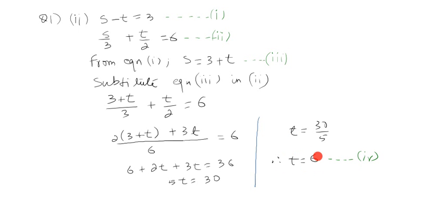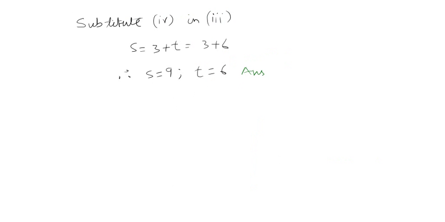So that 6 I can replace here and I'll get the value of s. So we have done it here. In place of t we have written 6. So we get s as 9 and t as 6. So this is the answer. Right? Understood?